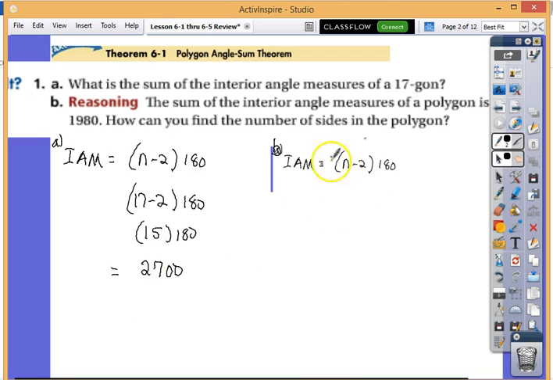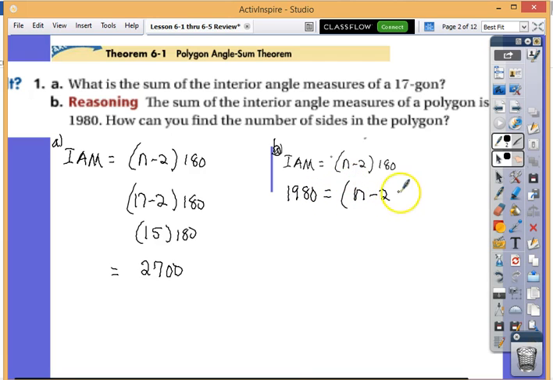Now, on this other one, what's different about part B and part A? You know the interior angle measure, you have to find the number of sides. That's right. So we already know this. So instead of solving for IAM, we're solving for n. So I'm going to substitute 1980 for IAM.